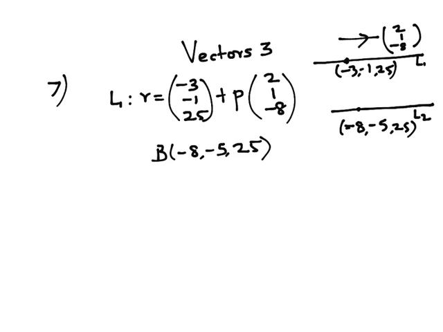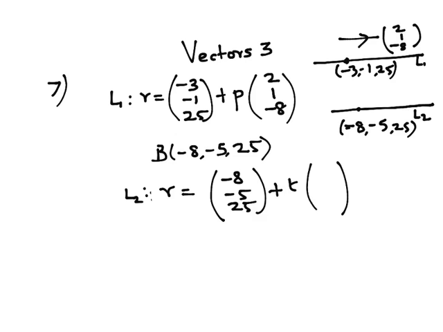Quite simple. So L2 is nothing but R, or maybe we can write bold R, which means we don't have to write the vector sign. So R equals -8, -5, 25 plus T times the direction vector. Since L2 and L1 are parallel, I can use the same vector as the direction vector of L2 also. So I can write it as 2, 1 and -8. So this is the equation of L2. And so fine, that is done.